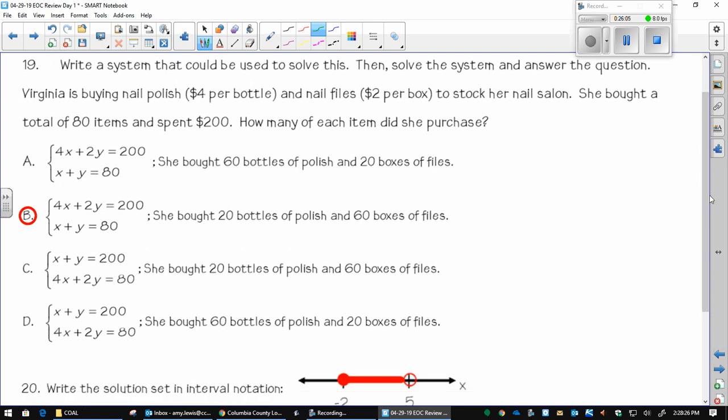Okay, so this one says write a system that could be used to solve this, and you can see that we have the answer B here, but let's talk about why that is. Virginia's buying nail polish, which is $4 per bottle, and nail files, which is $2 per box. She bought a total of 80 items and spent $200. So typically when we write these equations for systems of equations, we have one that's talking about the total cost and one that's talking about the total items.